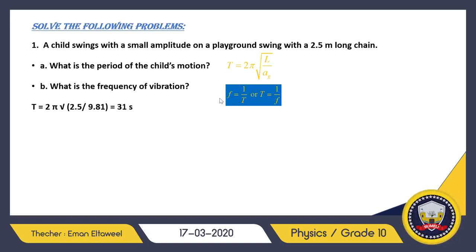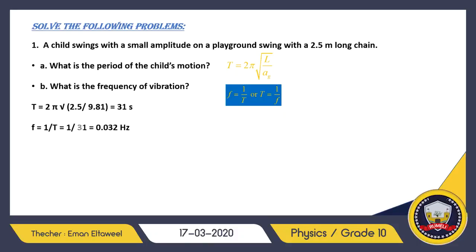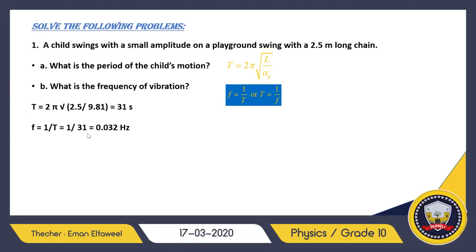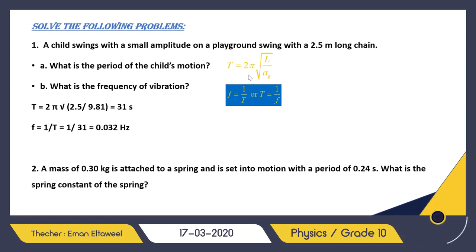Let's start with the period. By direct substitution, T equals 2 pi square root, and I open the brackets for L over g. L equals 2.5 meters, g equals 9.81. So it equals 31 seconds. Here is the period. Frequency is the reciprocal of period, so frequency equals 1 over T, which means 1 over 31 equals 0.032 hertz. So we will use these two formulas.